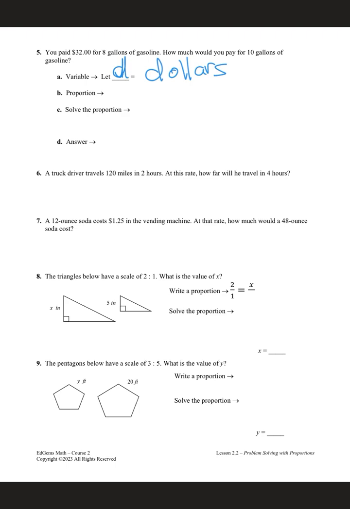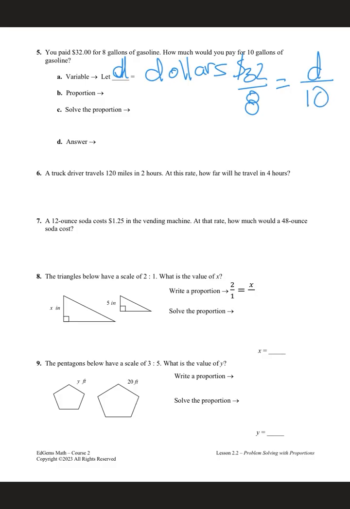Okay. And then it says, so now we're going to set up our proportion. So our proportion is going to be essentially this. It's $32 for 8 gallons of gasoline, and that is equal to how much. We don't know how much, but since the dollar's on the top, we're going to use D for dollars because we don't know how much we paid for 10 gallons of gasoline. So that is our proportion.